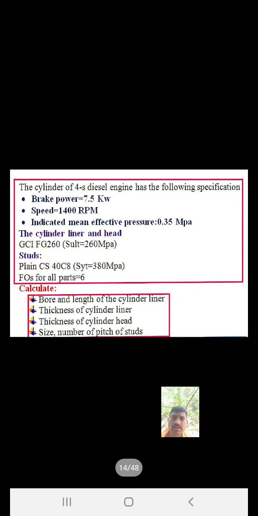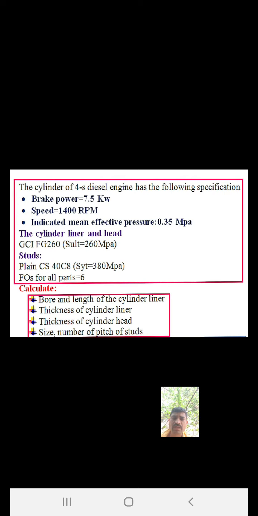Then the diameter of the bolt or stud, pitch circle and flange. Pitch circle diameter is equal to dp, already we have seen, D plus 3 dB. Okay. The outside diameter of the flange of the cylinder head, we can also calculate that diameter. Remember that.